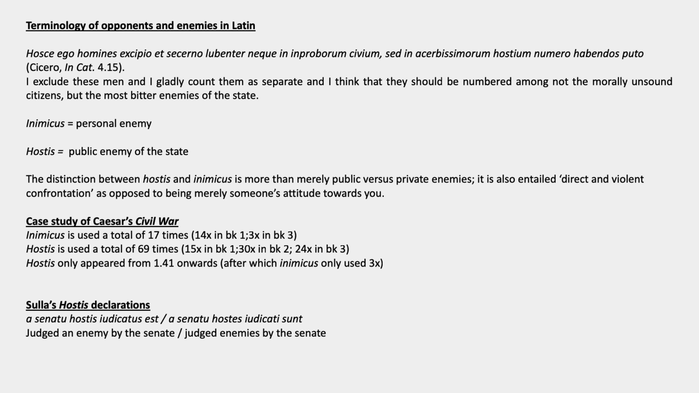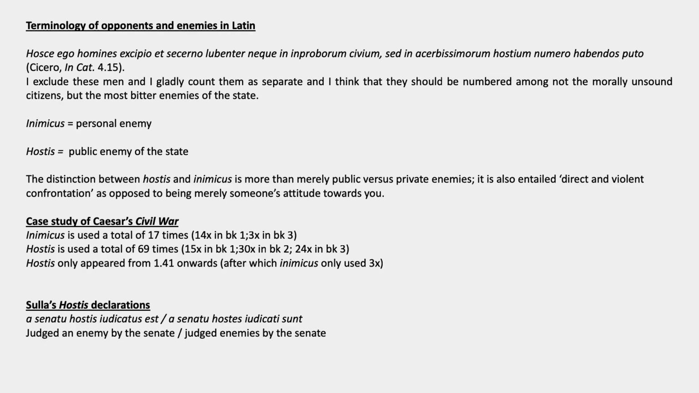This is from Cicero's fourth Catilinarian speech, delivered to the Senate on the 5th of December in the debate about what was going to happen to the conspirators at court. And Cicero says, regarding these conspirators, "I exclude these men and I gladly count them as separate, and I think that they should be numbered amongst not morally unsound citizens, but the most bitter enemies of the state." So these aren't cives, these aren't citizens, these are hostes. In fact, they're not hostes, they are in fact citizens, but Cicero is deliberately trying to frame them as something which is external to the state.